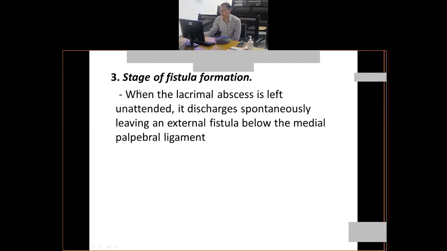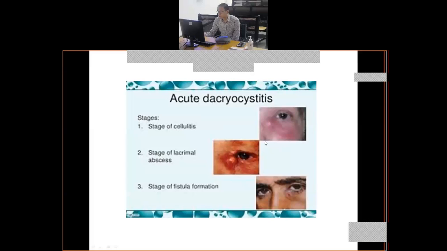Then last is the stage of fistula formation. When a lacrimal abscess is left unattended, it discharges spontaneously, leaving an external fistula below the medial palpebral ligament. You can see this in the pictures.